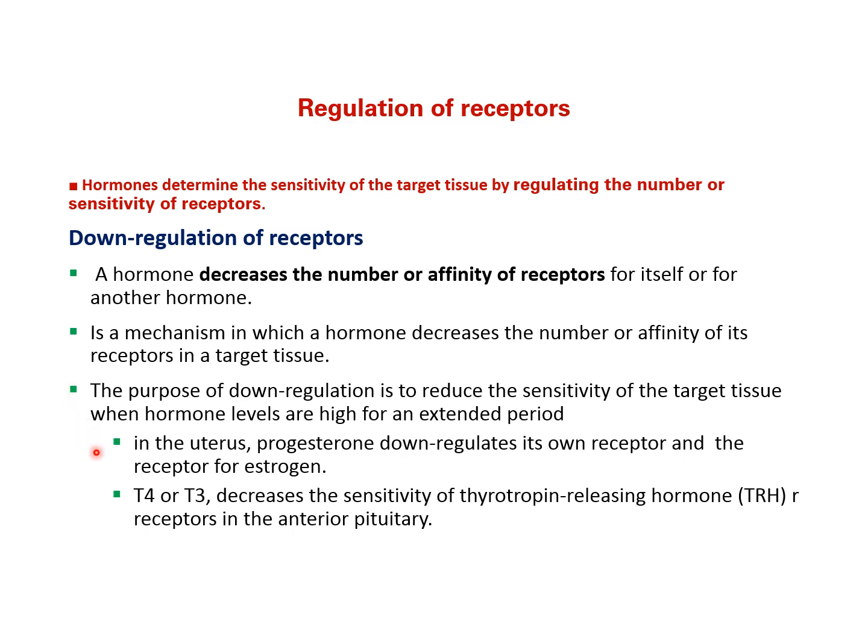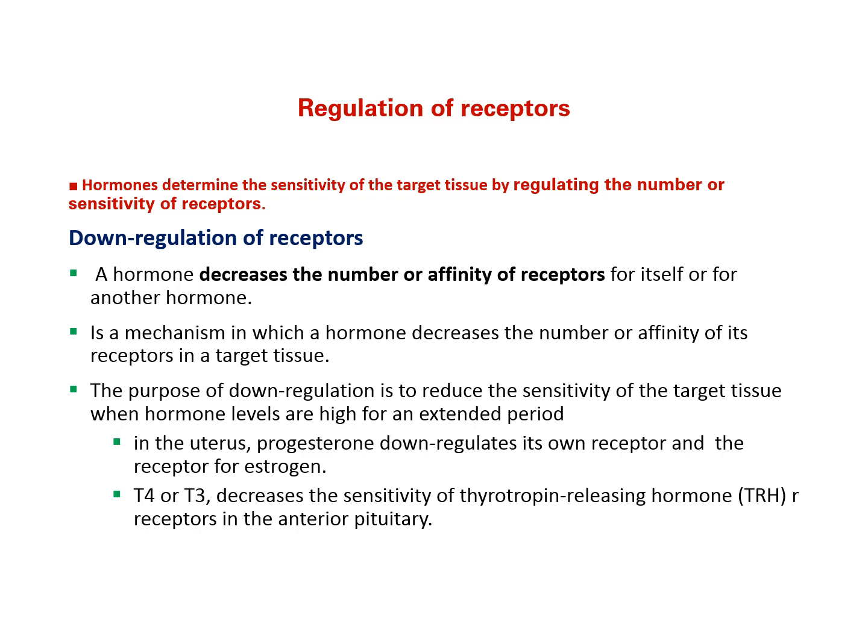And for example, during pregnancy in the uterus, progesterone downregulates its own receptors and the receptors for estrogen. T3, T4 decrease the sensitivity of TRH receptors in the anterior pituitary gland.